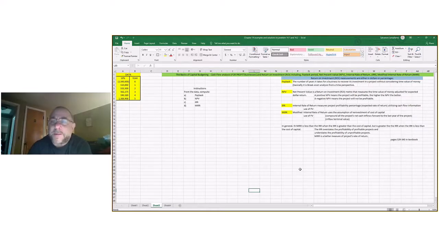Okay, and then there was one thing I wanted to point out that I didn't talk about earlier. If you go up to NPV, it says here a positive net present value means that the project will be profitable. So the higher the NPV, the better. If you get a negative NPV, then the project will not be profitable.